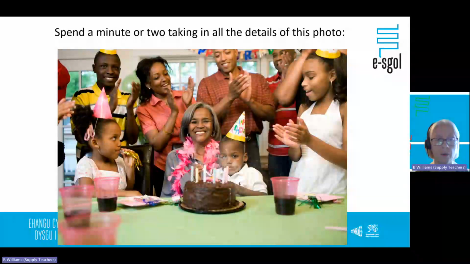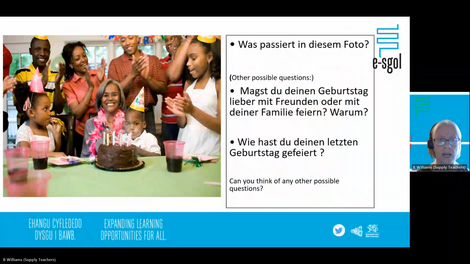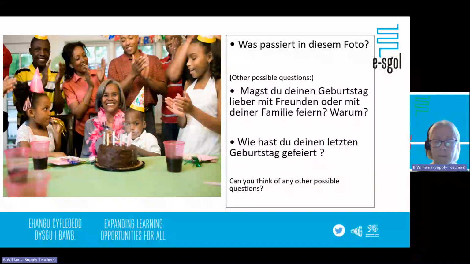Okay, so some of the structures you could have used to answer the first question, was passiert in diesem Foto? Or, you could think about different ways of asking that question, but that's a perfectly notable question to answer. So what is happening in this photo? So that's where your PALM W comes in.